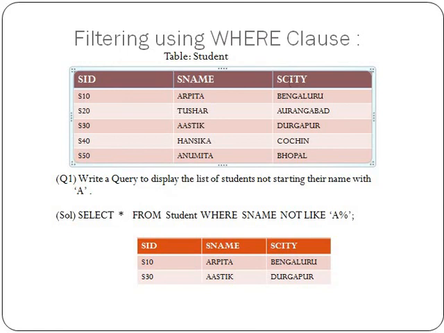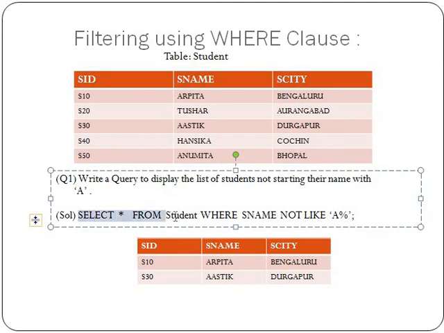Since I am selecting all these columns in the table student, I shall write the SQL query as select star from the table student, and then I shall set the condition in the where clause. Okay, the condition should be such that the names of the students should not start with the letter A. So I'm going to put it as where SNAME not like 'A%'.